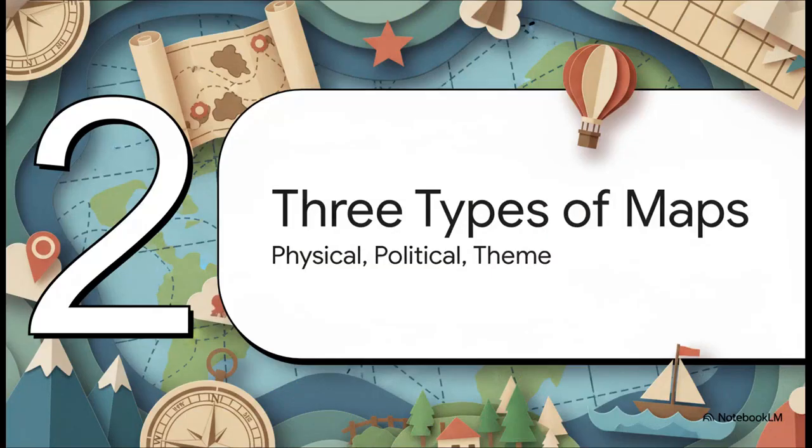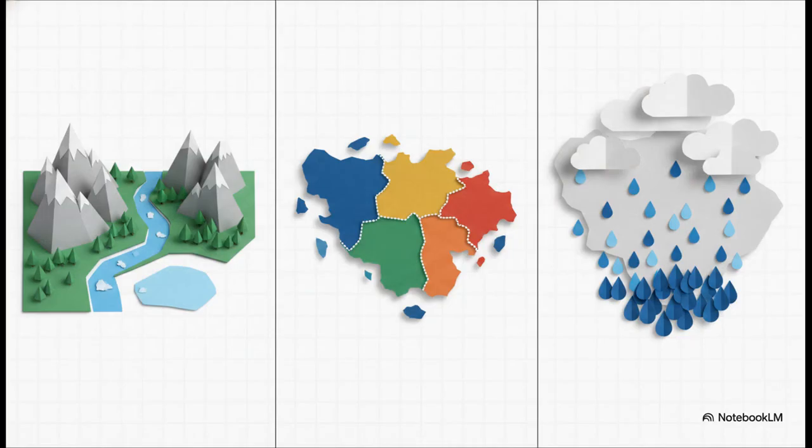Which brings us to section 2, three types of maps. You see, depending on what you're actually looking for, you're going to need a different kind of guide. First up, we have physical maps. These are all about nature. If you're looking for rivers, mountains, or deep oceans, this is your map. Second, political maps. Because nature didn't draw borders, humans did. These show countries, states, cities, and the boundaries between them.